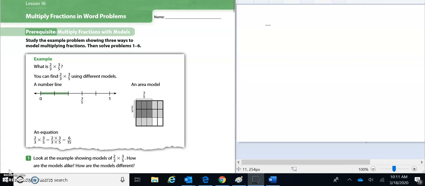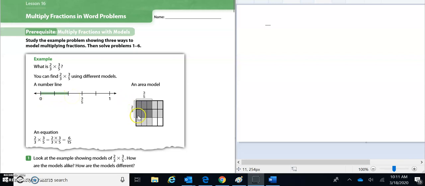Okay, so let's start out with looking at our first example. We have to study the example problem showing 3 ways to model multiplying fractions, then solve problems 1 through 6. For number 1, it says, what is 2/3 times 3/5? So you can find 2/3 times 3/5 by using different models. The first model is a number line, and it shows 2/3 times 3/5 by shading in 2/5. So as you can see, you see the first 1/5, and 2/5. So 2/5 is shaded in.